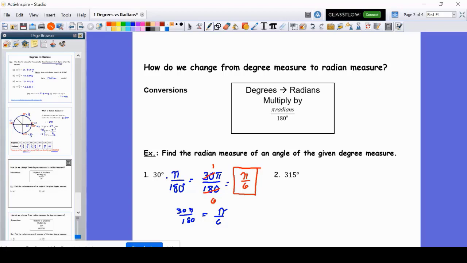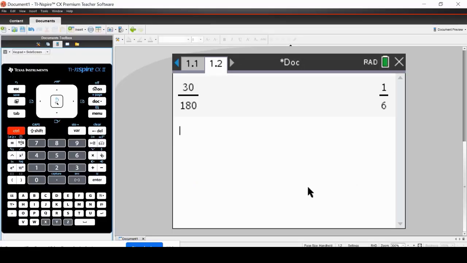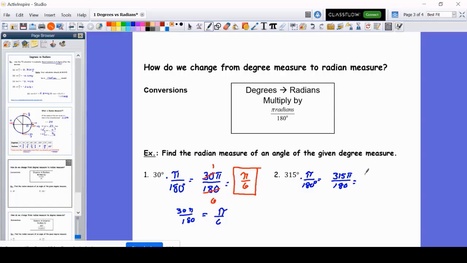So 315 degrees, we multiply by pi radians over 180 degrees. So that's 315 pi over 180. And if you hate simplifying, you go to your calculator and you say 315 over 180 and you hit enter. Oh, 7/4. So that means we would have 7, put the pi back in the top, over 4 radians. So 315 degrees is 7 pi over 4.